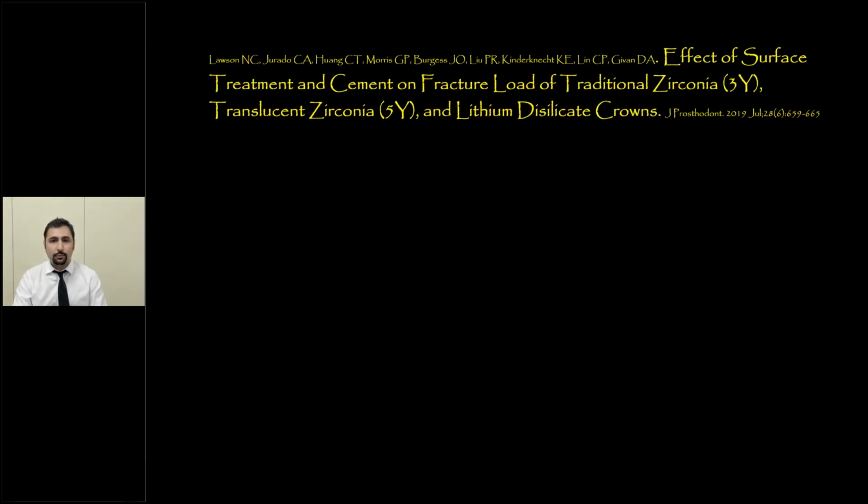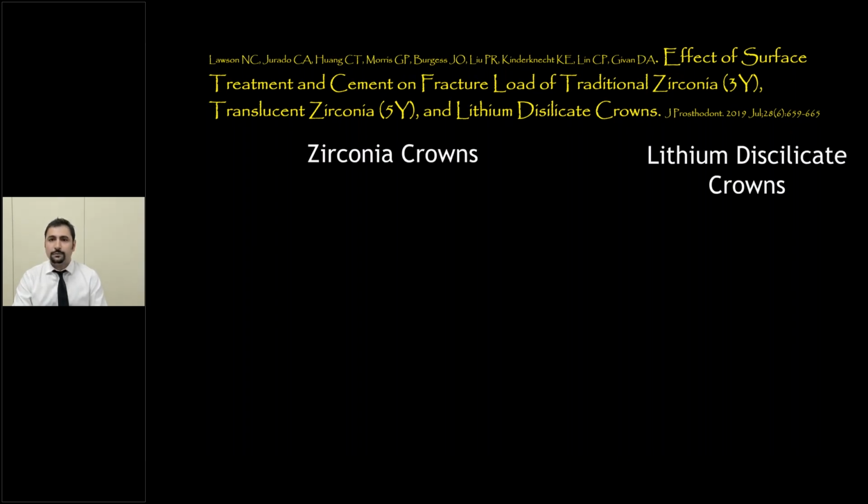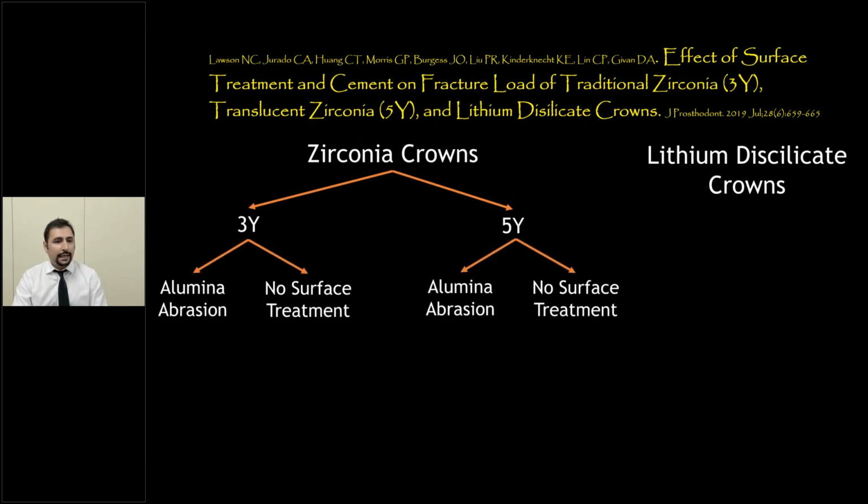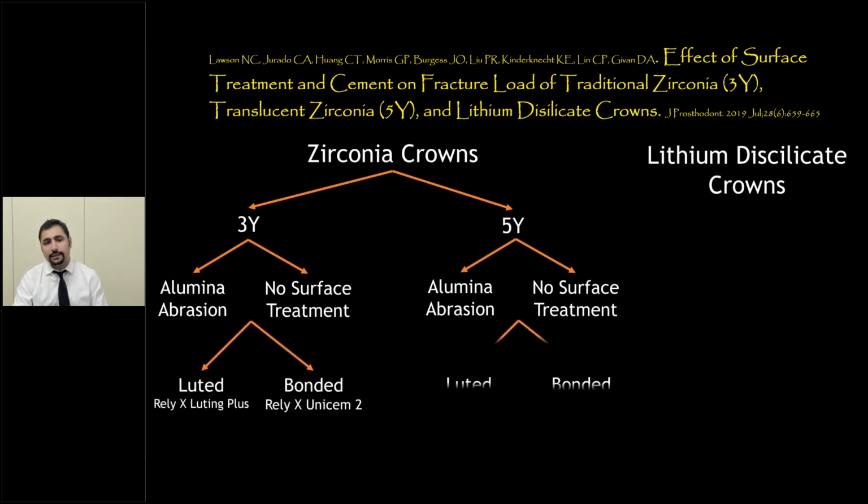Now, this is a study published by my mentor, Dr. Lawson at UAB in 2019. So what they did, they made zirconia crowns from 3Y and 5Y, and in half of them, they did surface treatment. In the other half, they just used alumina air abrasion, and in lithium disilicate, half of them, they luted them. The other half, they bonded them. Luted, they used Relyx Luting Plus.